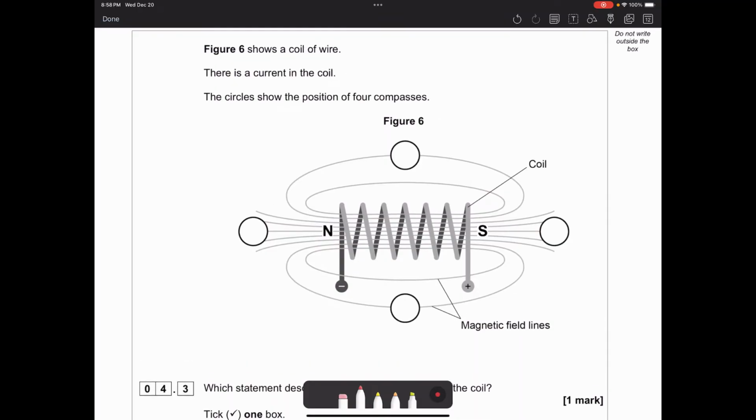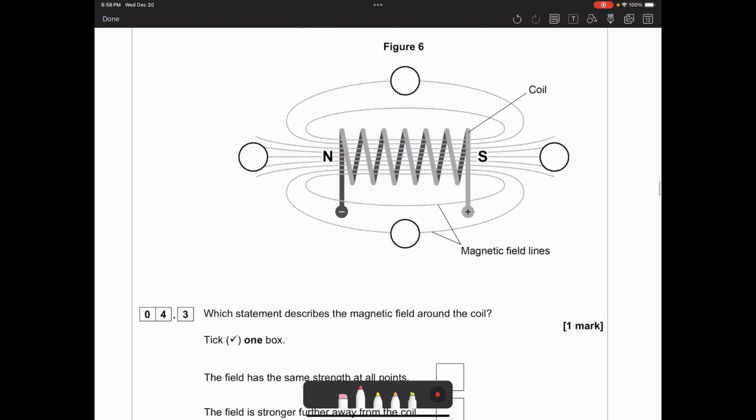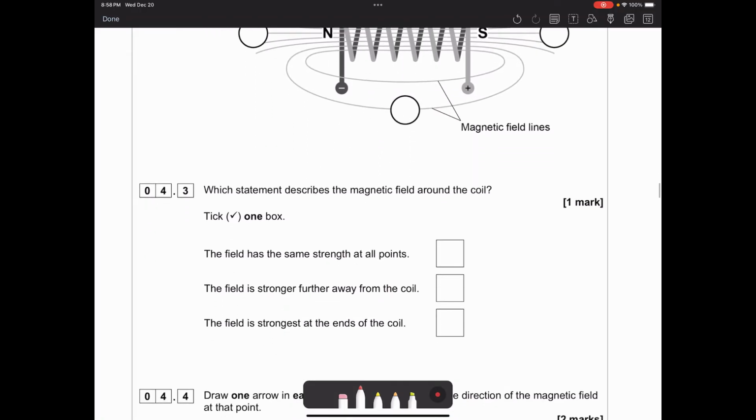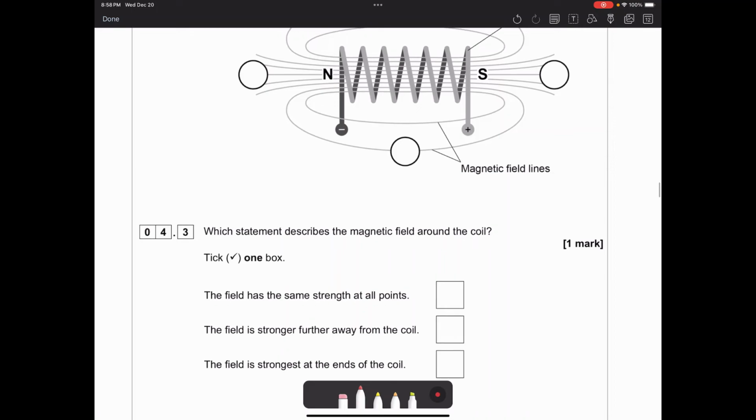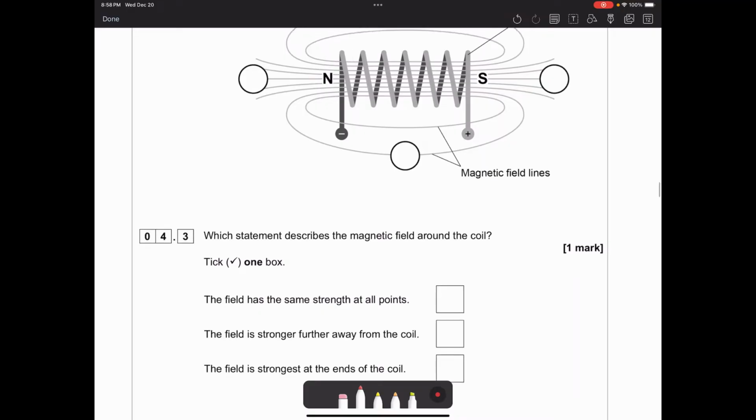Figure 6 shows a coil of wire. There is a current in the coil. The circles show the position of the 4 compasses. Okay, and the question is, which statement describes the magnetic field of the coil? The field has the same strength at all points, it's stronger away from the coil, or the field is strongest at the ends of the coil.